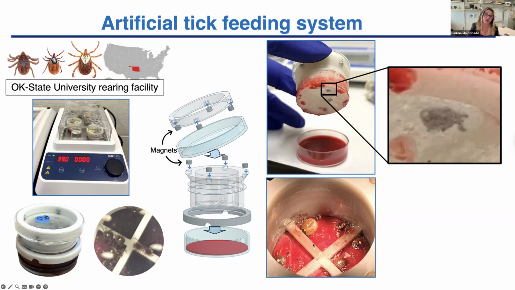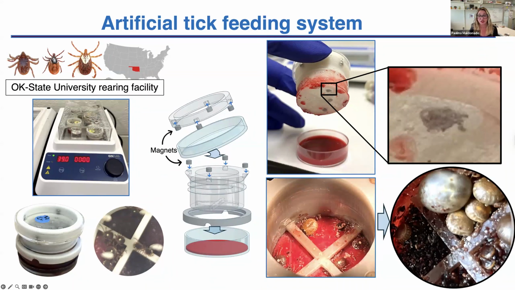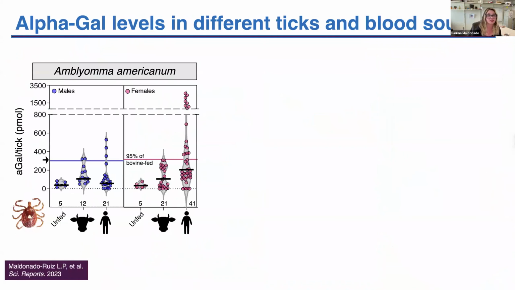I would say this partially fed female is between 3 to 4 days. And then after a few days, it gets pretty nasty. Then after a few days, we get these juicy females that we can later dissect, extract the salivary glands, and do quantification. And we do this quantification by using antibodies against alpha-gal in Western blots or ELISAs.